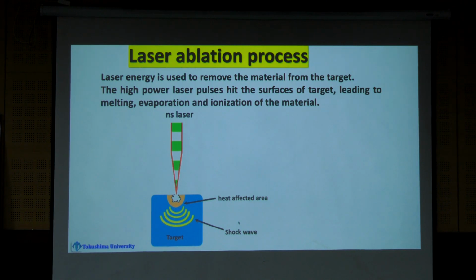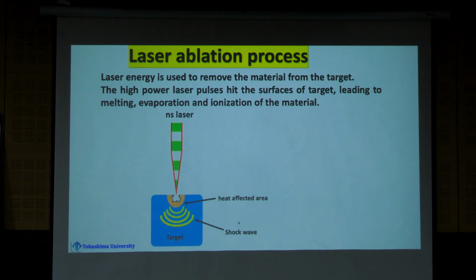Like if there is a river and you throw a stone, circular waves are created. The same pattern you can observe in laser ablation. The laser continuously heats and this heat removes some particles, so this area is affected by the laser energy and the shock wave is created. The bigger the area, the bigger the shock wave.